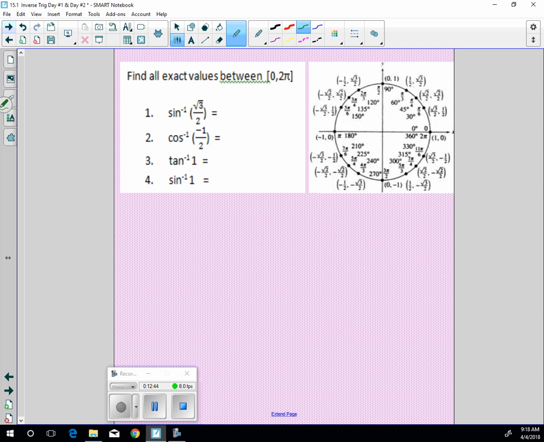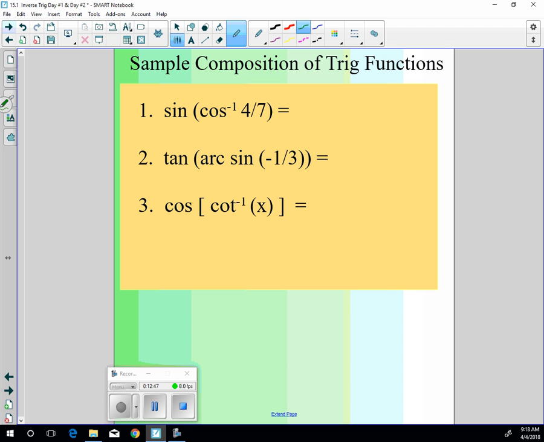Let's zoom ahead just a bit. Go to these samples, and I think these are kind of interesting. You have the sine of the inverse cosine of 4/7, the tangent of the arc sine, and so on, the cosine of the inverse cotangent. This one will be interesting. But whenever you see an inverse in parentheses, what does that allow you to do? Ready? Make a triangle. Perfect. Very good. I did hear you that time, Ella. Thank you. Make a triangle. And so we do that. Go ahead and do that and find the sine.